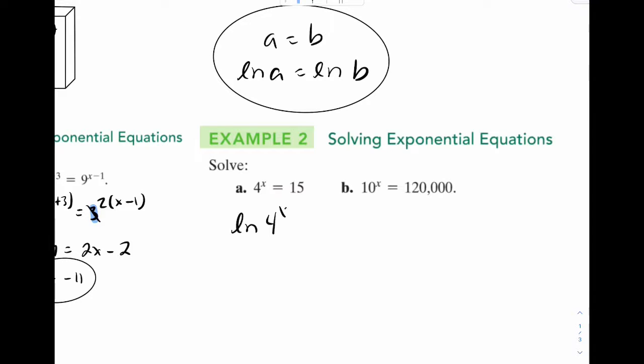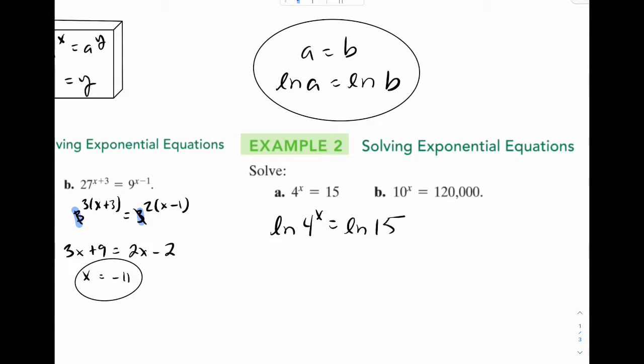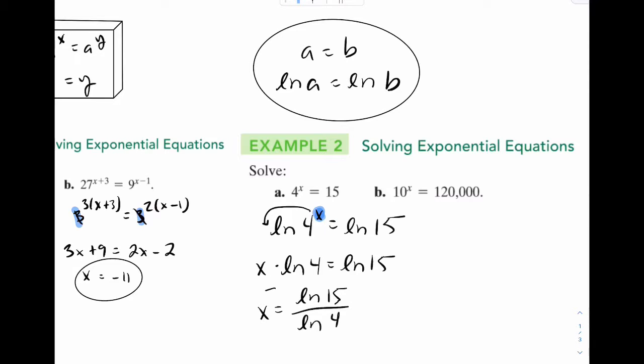Natural log 4 to the x equals natural log 15. So that's what I'm saying to do, right? Now think about why this is helpful. The log allows you to grab that x and move it to the front with the power rule. So now you have x times natural log 4 equals natural log 15. And there's the answer. Natural log 15 over natural log of 4.